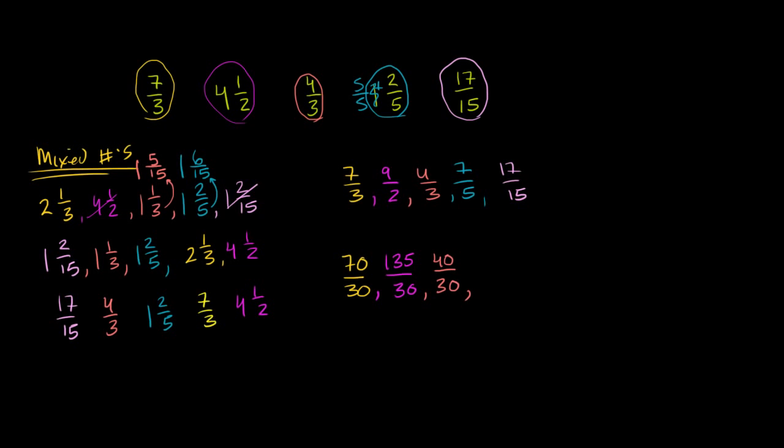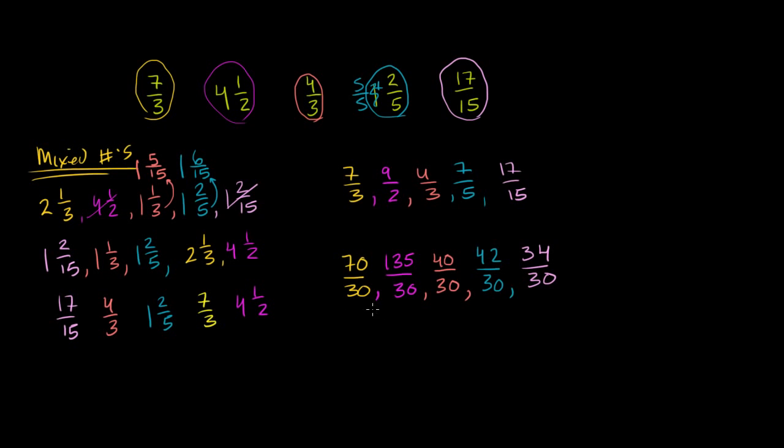And then 7/5, we're going to write with the denominator 30. We're multiplying the denominator by 6, so we have to multiply the numerator by 6. 7 times 6 is 42. And then finally, 17/15. If the denominator is 30, we're multiplying the denominator by 2, so we also have to multiply the numerator by 2. 17 times 2 is 34.